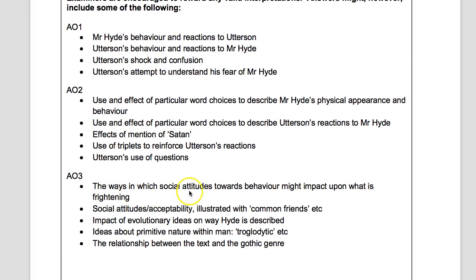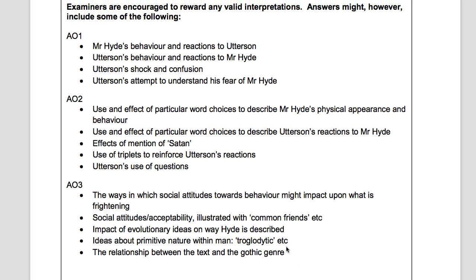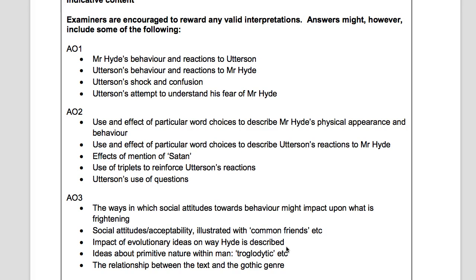The ways in which social attitudes towards behaviour might impact on what is frightening. Well, we talked about the Gothic novel, the Penny Dreadful. Social attitudes about acceptability? Well, we talked about hypocrisy. The impact of evolutionary ideas? Yes, we talked about Darwin and the Descent of Man. Ideas about primitive nature within man? Well, I did focus on that, and we used that quotation of troglodytic. The relationship between the text and the Gothic genre? Yes, I've done that. So my method there has worked 100% really.